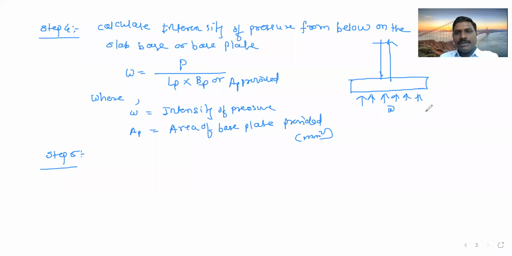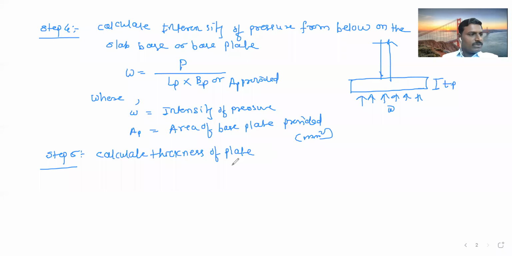Now we have to calculate the thickness. This is the TP, thickness of plate. So step 5: calculate thickness of plate. That is TP, or we can say TS. So TP is equal to thickness of plate. There is a formula.